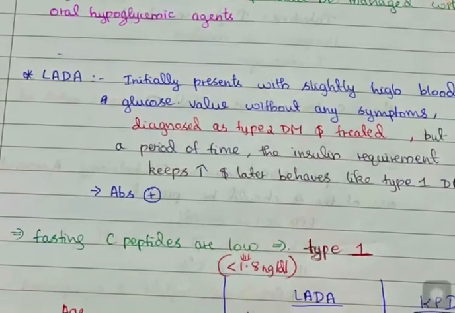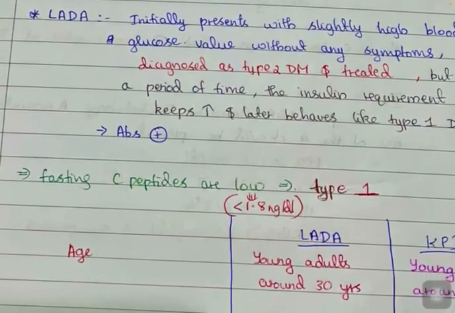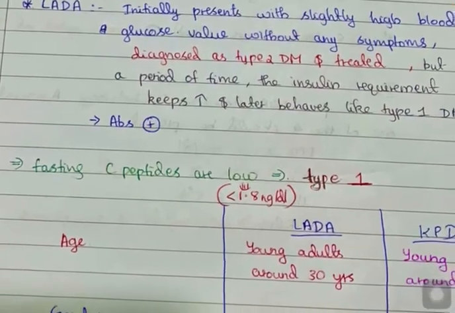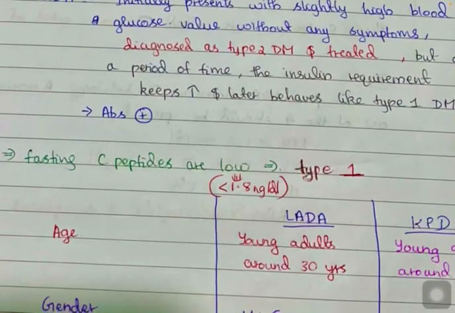And as we all know, fasting C-peptide levels are low in case of type 1 diabetes mellitus because insulin is the one deficient here in type 1, whereas in type 2 it is because of the receptors. The insulin production is normal but the receptors are abnormal. The C-peptide is a part of the insulin molecule, so since insulin is deficient, the C-peptide levels will be low in type 1. It should be less than 1.8 nanogram per deciliter to be diagnosed as type 1 diabetes mellitus.